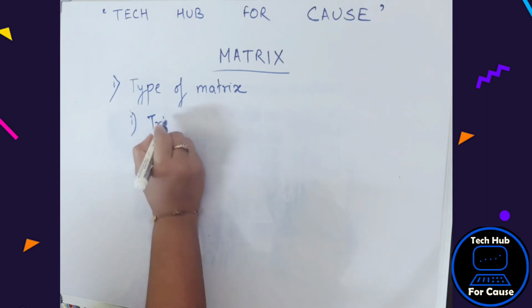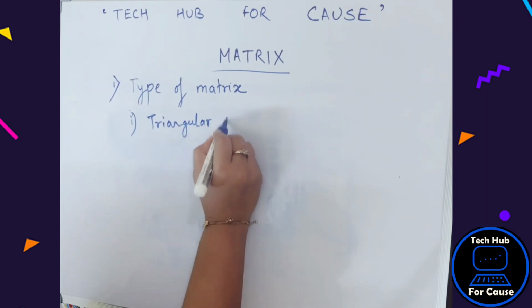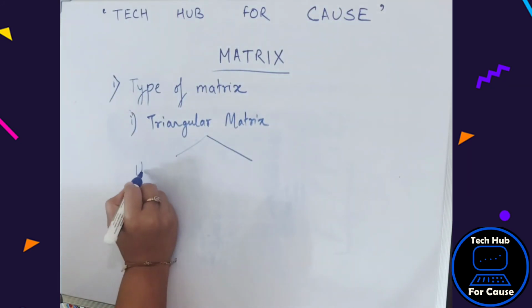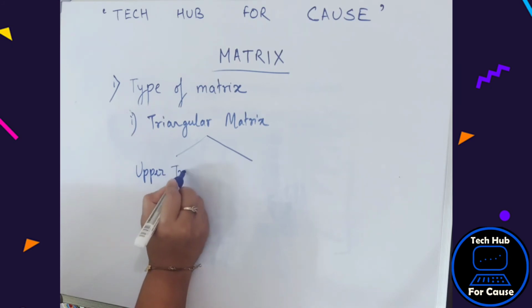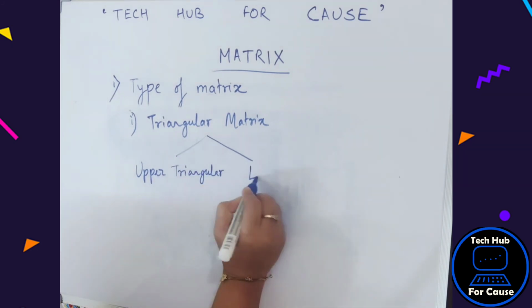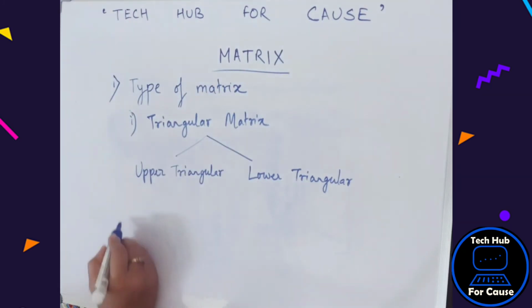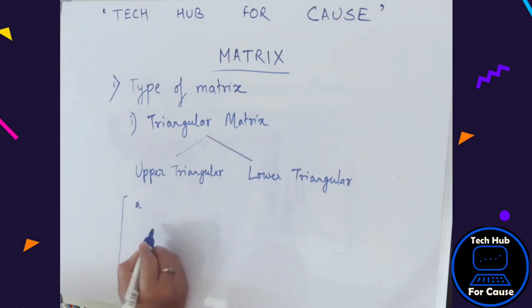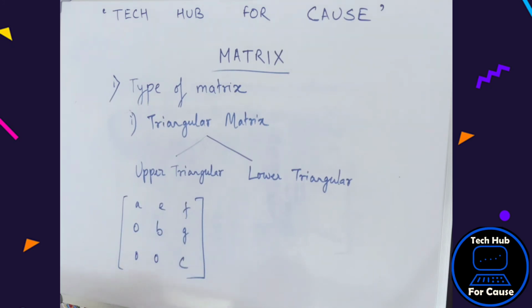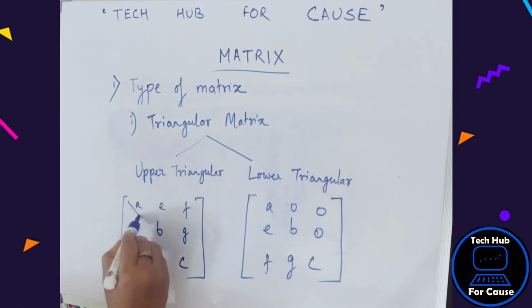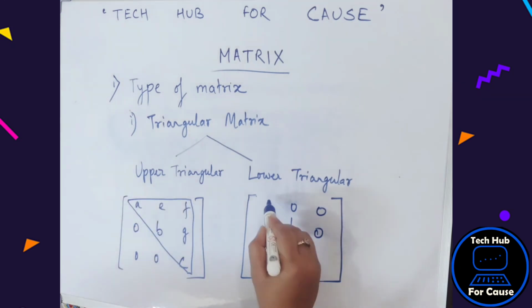The ninth type of matrix is the triangular matrix. These matrices can be primarily classified into two types: upper triangular matrix and lower triangular matrix. When all the elements in the matrix lower to the principal diagonal are 0, then it leads to an upper triangular matrix. Similarly, when all the elements above the principal diagonal are 0, it leads to a lower triangular matrix.